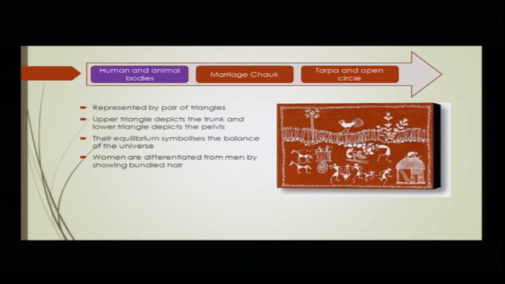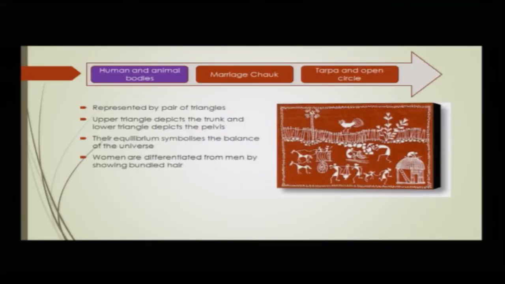Human and animal bodies. As one can see in this painting, there are animals pulling the cart, men doing the house work, and women taking the animals from one place to another. So we can see that these are generally represented by two triangles, one upper triangle and one lower triangle. The upper triangle represents a trunk and the lower triangle represents a pelvis.